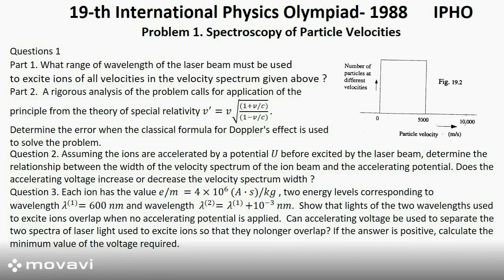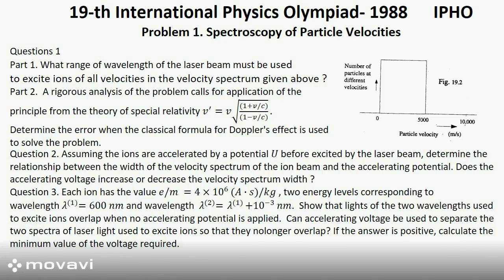Part 1. What range of wavelength of the laser beam must be used to excite ions of all velocities in the velocity spectrum given above? Part 2. A rigorous analysis of the problem calls for application of the principle from the theory of special relativity: v prime equals v times the square root of (1 plus v over c) divided by (1 minus v over c). Determine the error when the classical formula for Doppler's effect is used to solve the problem.